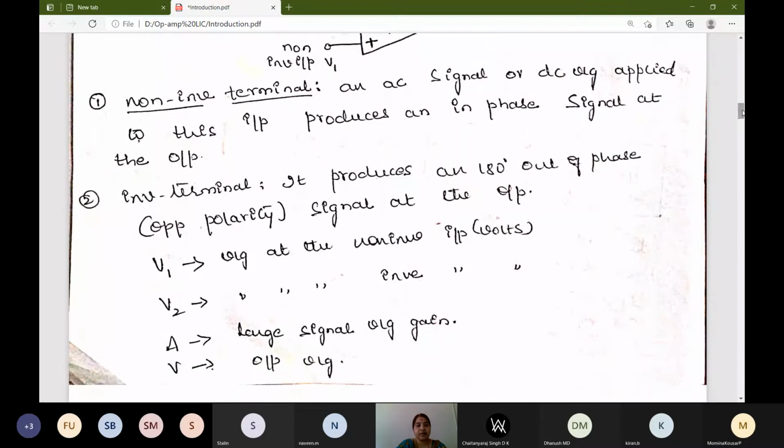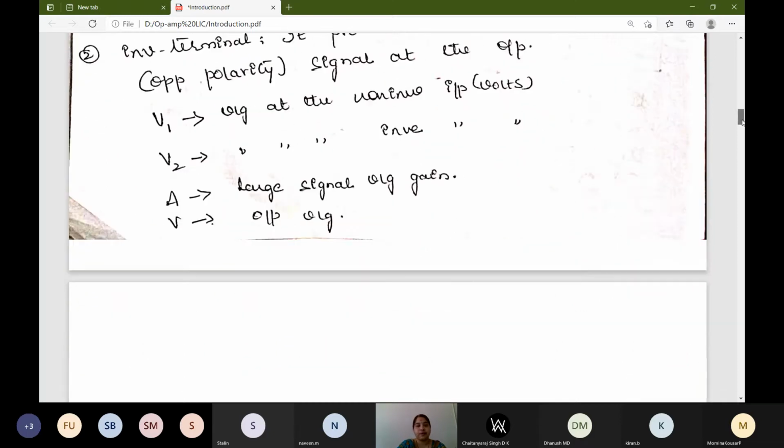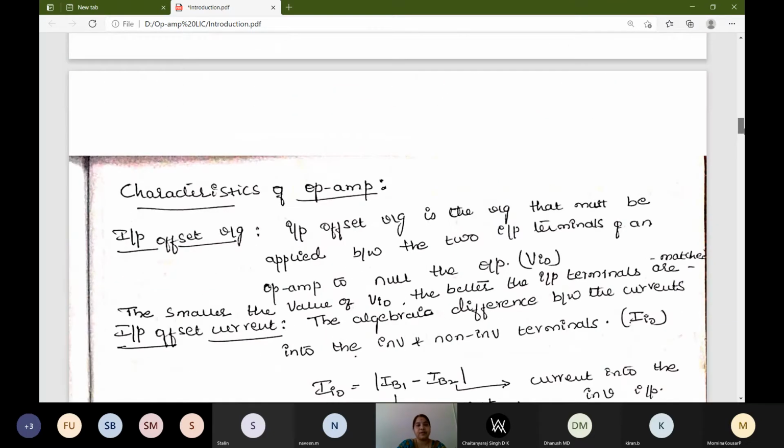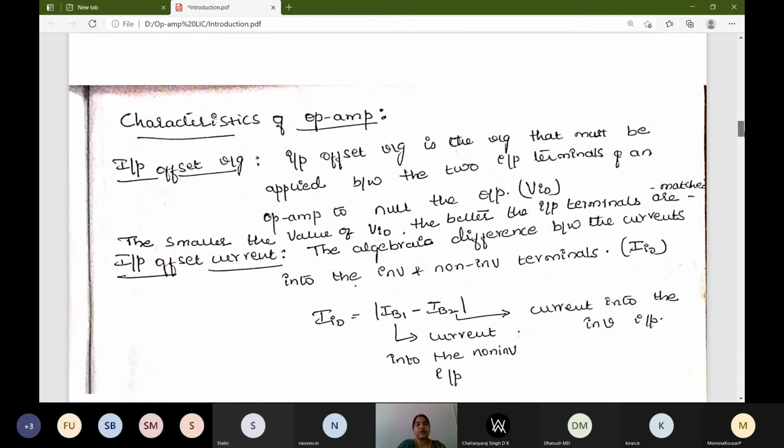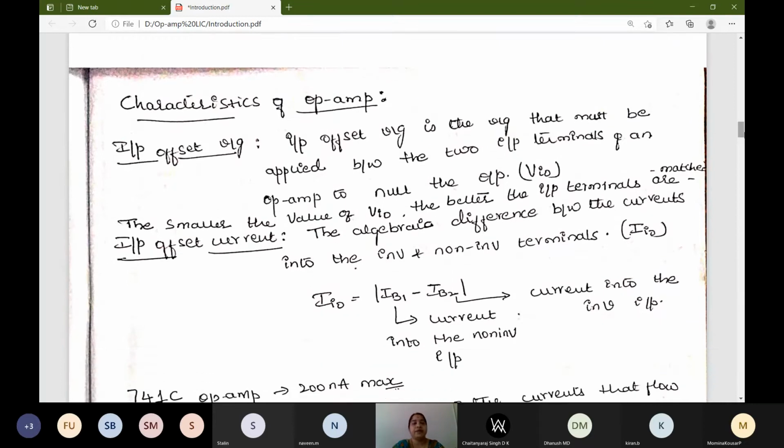V1 is the voltage at the non-inverting input, V2 is the voltage at the inverting input, and A is the large signal voltage gain. These are the explanation of the symbols we have used: V1, V2, A and V. The schematic symbol of the op-amp is done. Next we'll see the characteristics of op-amp. It is very important to know the characteristics of op-amp.